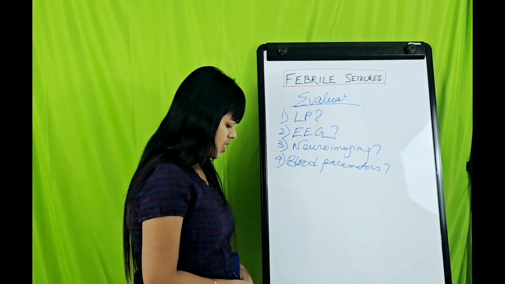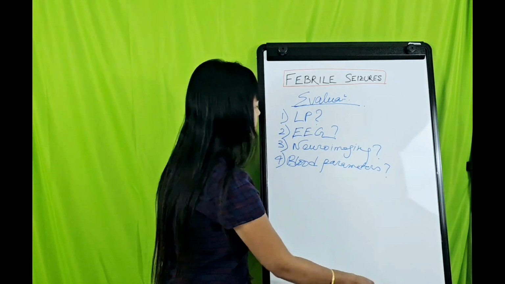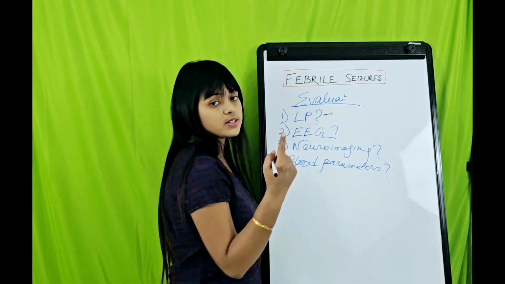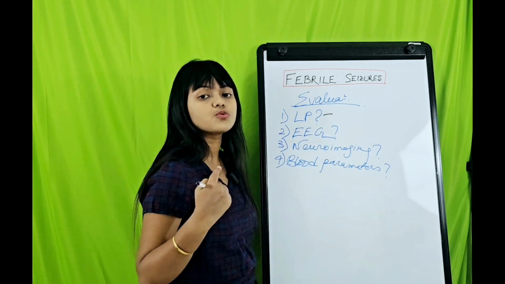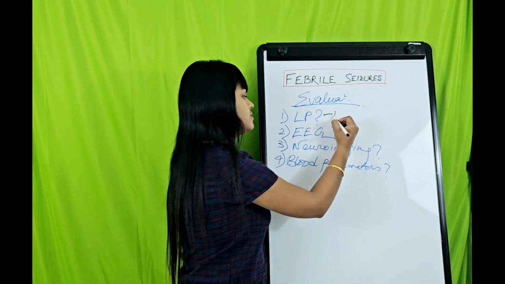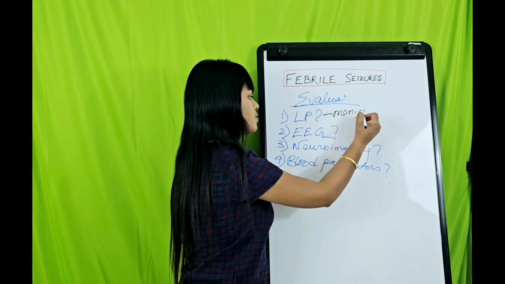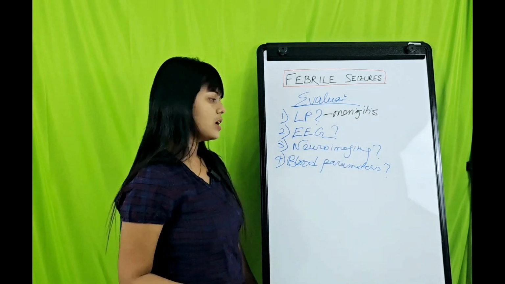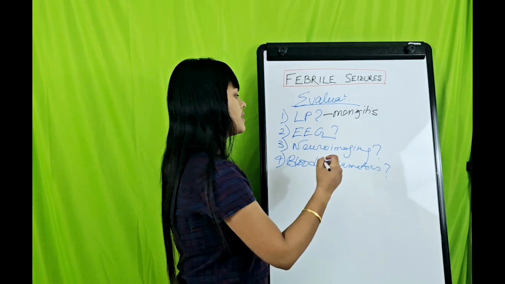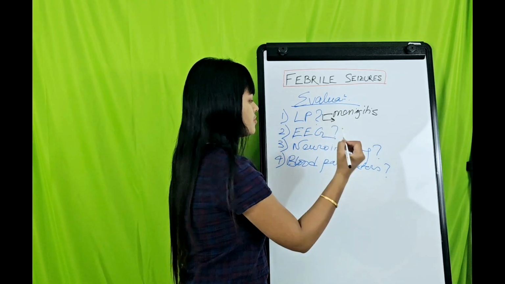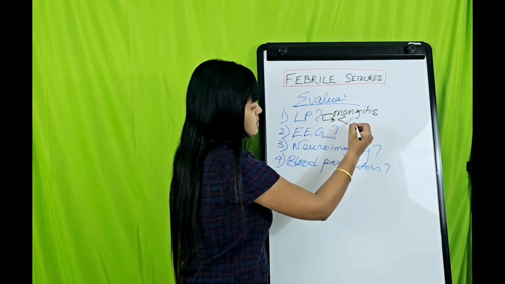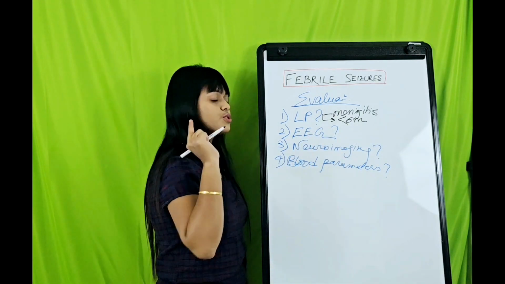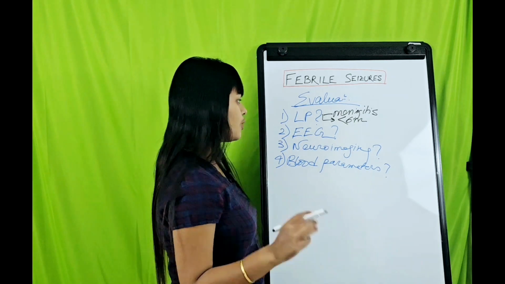So when are you going to do LP in case of febrile seizure? If you are suspecting meningitis, if you are not able to rule out meningitis, definitely you are going to do a CSF analysis. Any child below 6 months presenting with fever with convulsion, you should definitely go for LP, without a second thought.